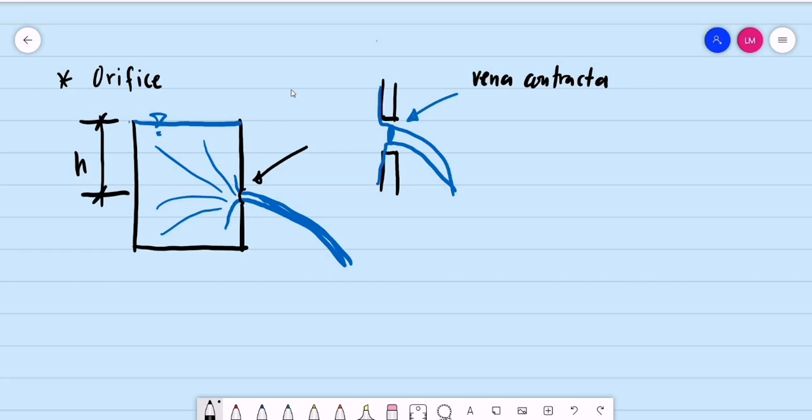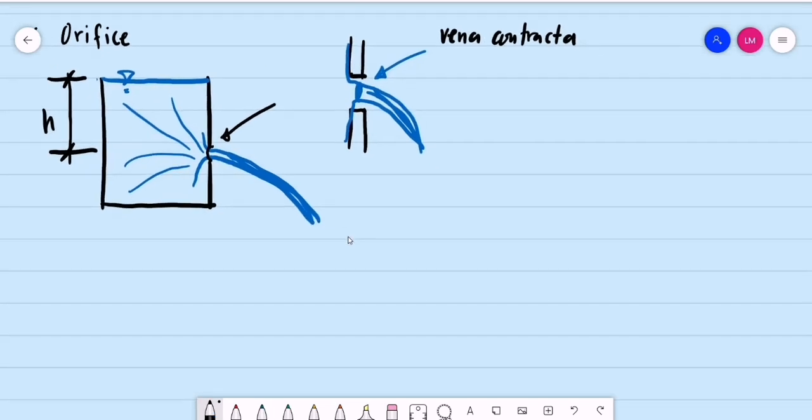Since we have a contracted liquid coming out from an orifice, how do we compute for the correct values like the discharge or the velocities? Basically, if we are to determine the velocity of flow coming out from an orifice, that is from potential energy to kinetic energy.